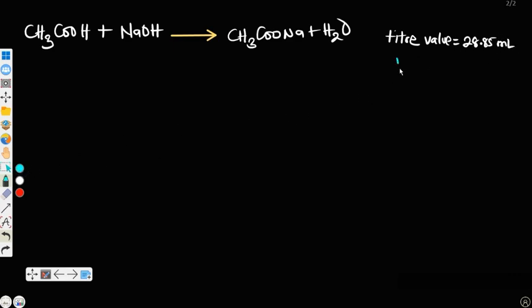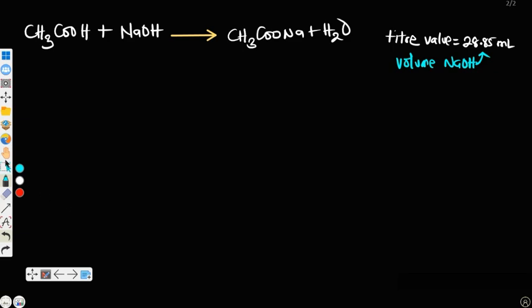It's giving us the volume of what? Of what used? Sodium hydroxide. Are you getting it? That reacted. Is that okay? The titer value is giving us the volume of sodium hydroxide that what? Reacted. Now, the next thing we have to do in this experiment is to calculate our milli equivalent.